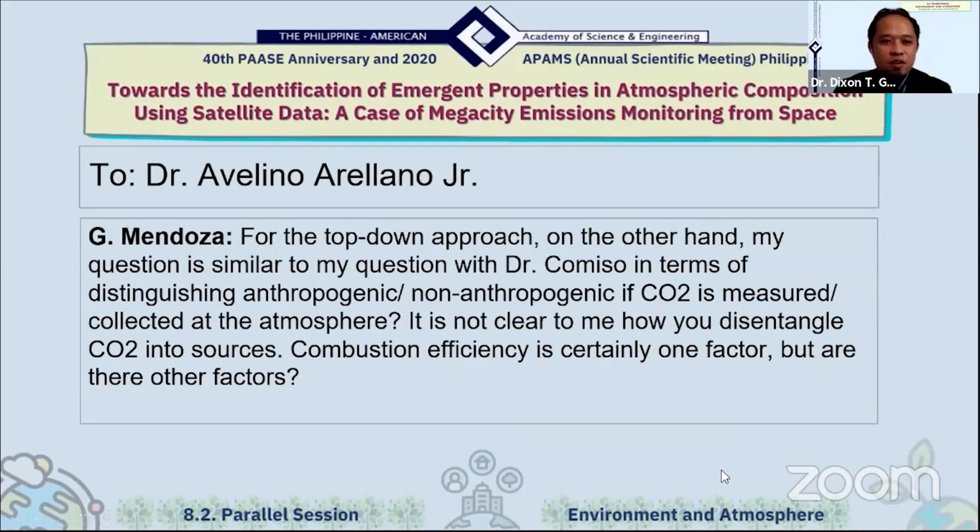Yeah, this is the question from Dr. Mendoza to Professor Aureliano. From the top-down approach, on the other hand, my question is similar to my question with Dr. Comiso in terms of distinguishing anthropogenic, non-anthropogenic. If CO2 is measured, collected at the atmosphere, it is not clear to me how you disentangle CO2 into sources. Combustion efficiency is certainly one factor, but are there other factors to consider?